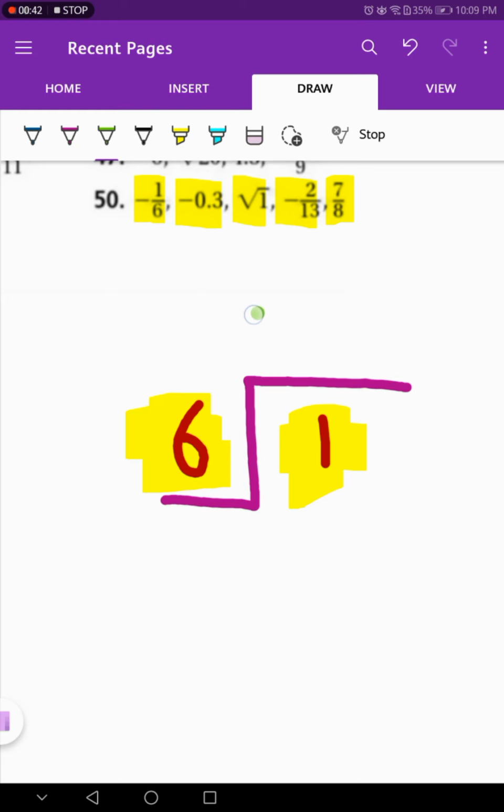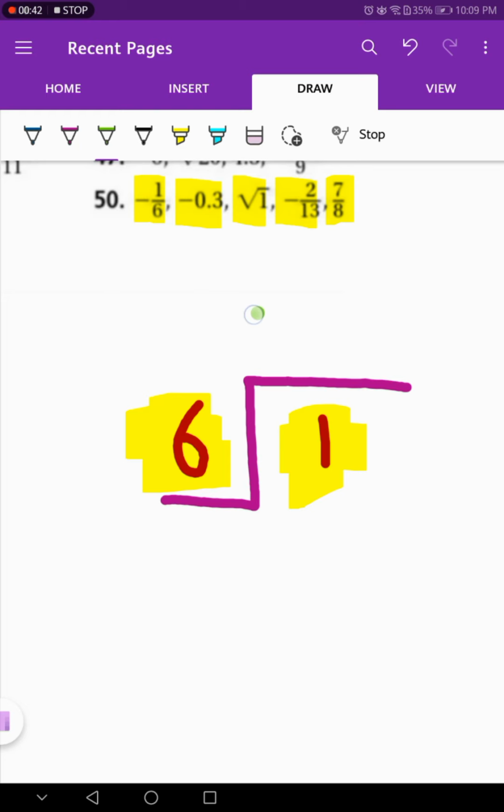Okay. In 48, we have different types of numbers: fraction, whole number, square root number, and decimal. In this case, we cannot compare or order easily, so we try to unify the type or the form of the numbers. What I mean is, try to make all the numbers decimals, or whole numbers, like the 10 over 3 here. I can write it as a decimal number if I divide 10 by 3.